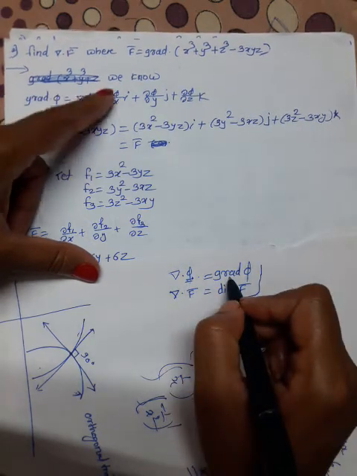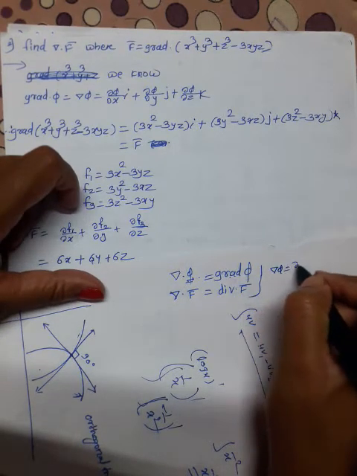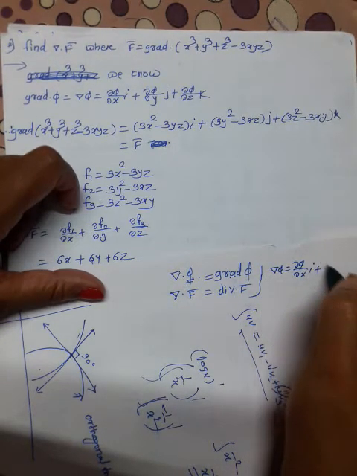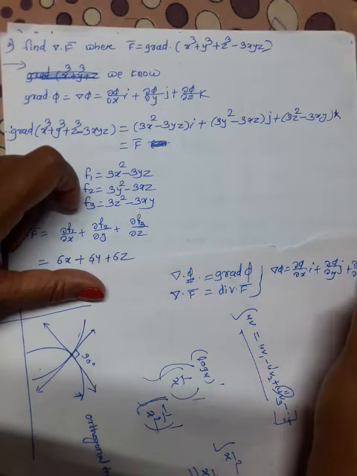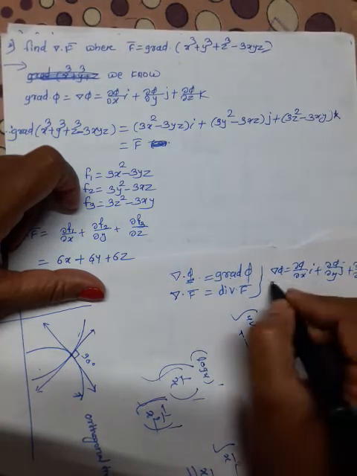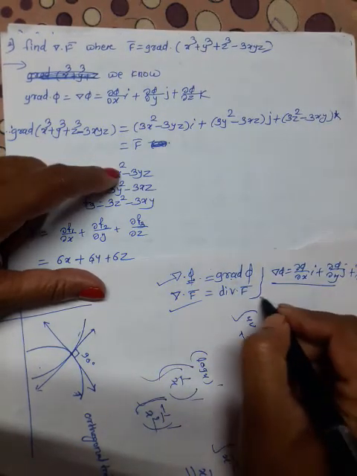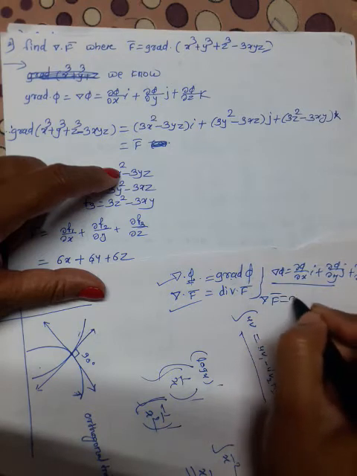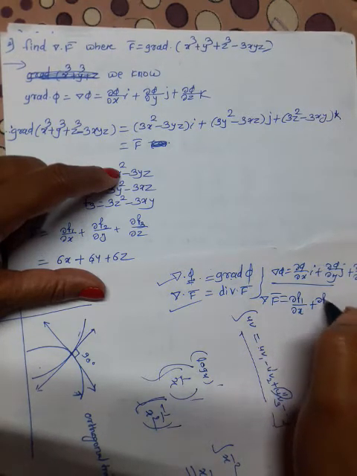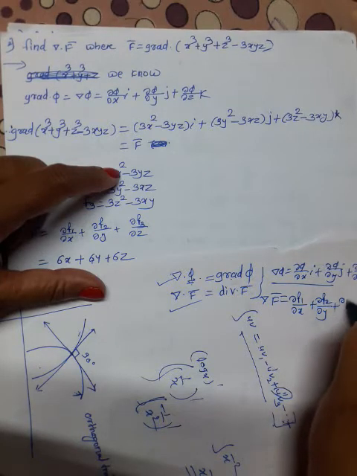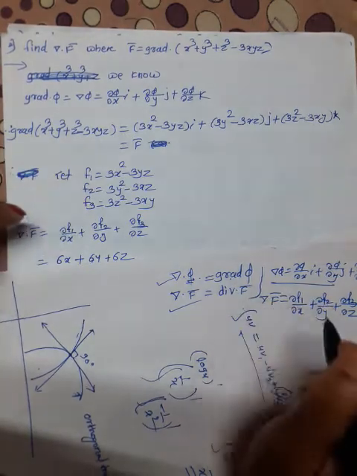Where gradient of phi is given by, we know del phi is given by del phi by del x i, del phi by del y j, del phi by del z k. This is a vector. While in this case, del dot f bar is nothing but del f1 by del x plus, i is not there, del f2 by del y plus del f3 by del z. That's it. This is a scalar quantity.